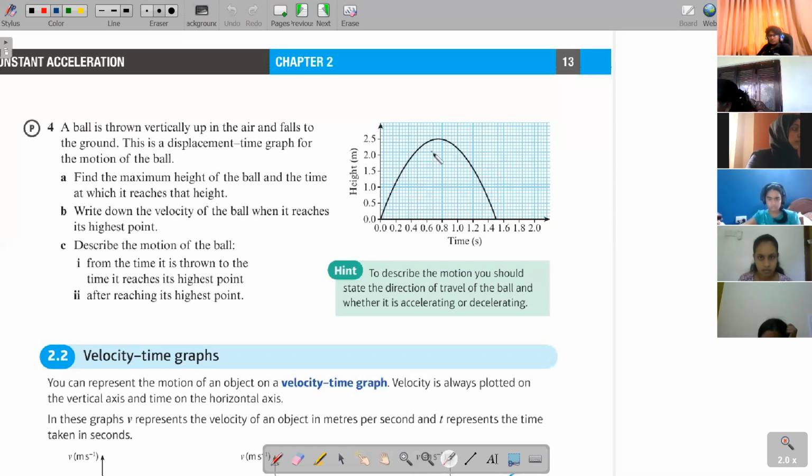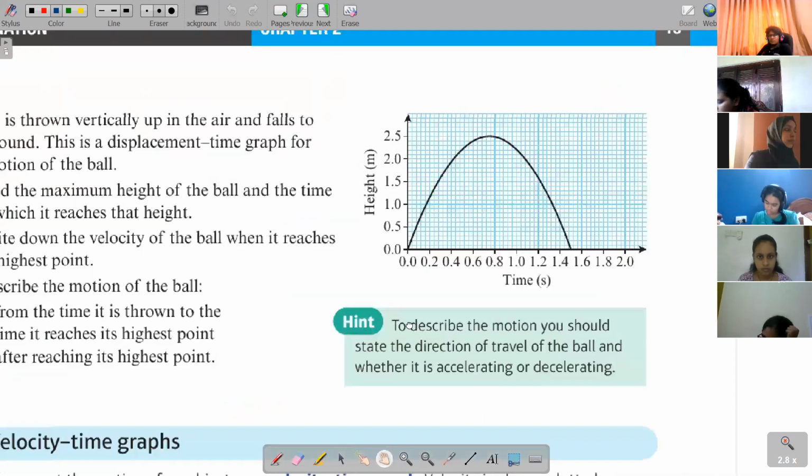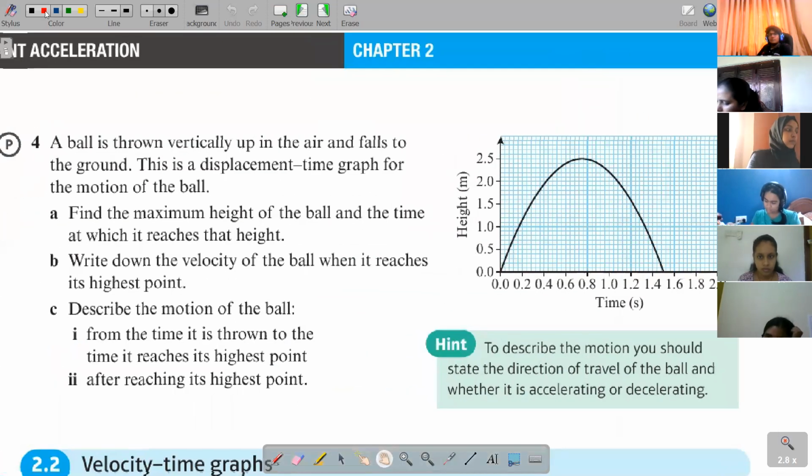So maximum height, you have to take it from this graph. I think we can see over here, right? Have a good look at the graph and tell me the value of the maximum height. It goes to 2.5 exactly here. So the maximum height is 2.5 meters, and then the time.